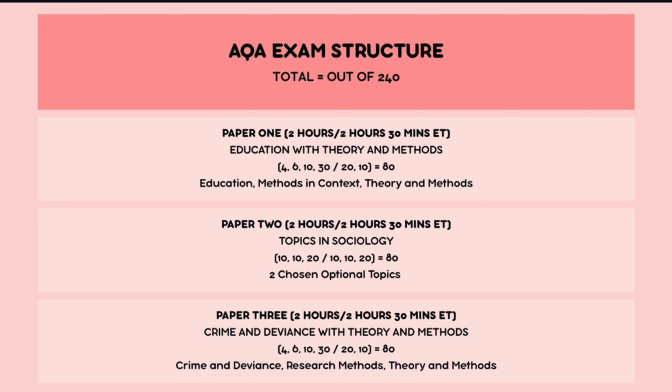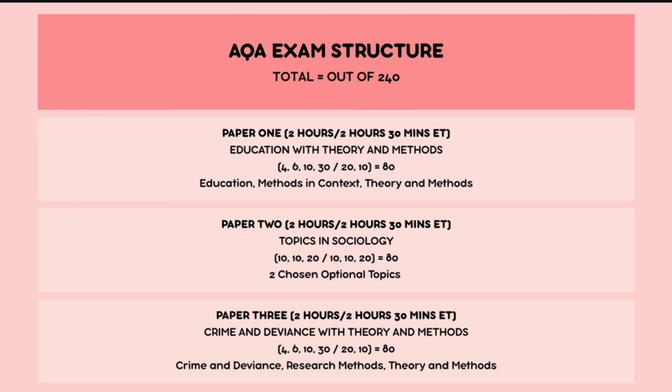First up is paper 1, which is education with theory and methods. You have education first up in the first half of the paper, which is a 4 marker, a 6 marker, a 10 marker and a 30 marker. Then theory and methods, you have a 20 marker and a 10 marker. Then you have paper 2, which are your 2 chosen topics in sociology. You have 2 10 markers and a 20 marker for your first topic, and then the same again for your second topic.